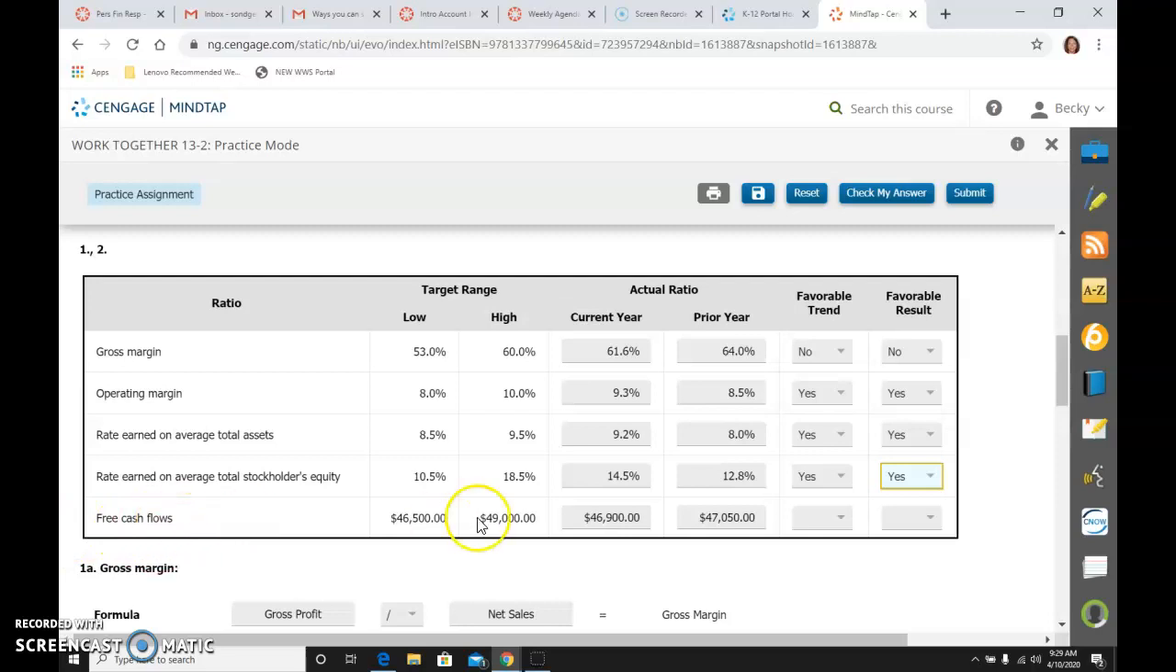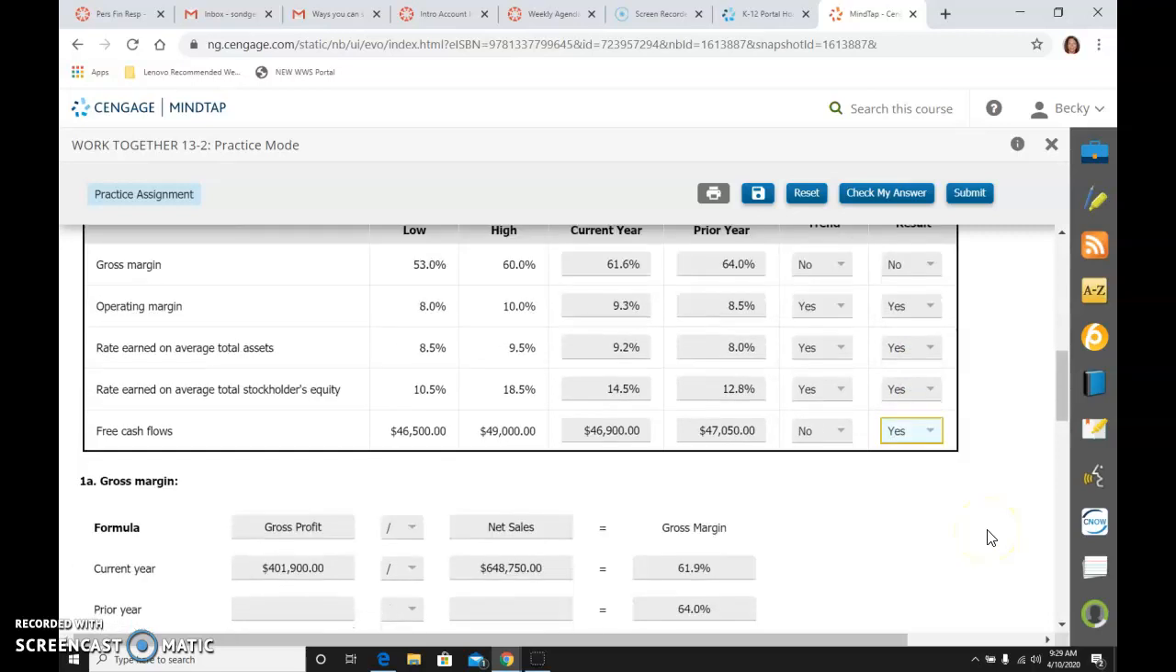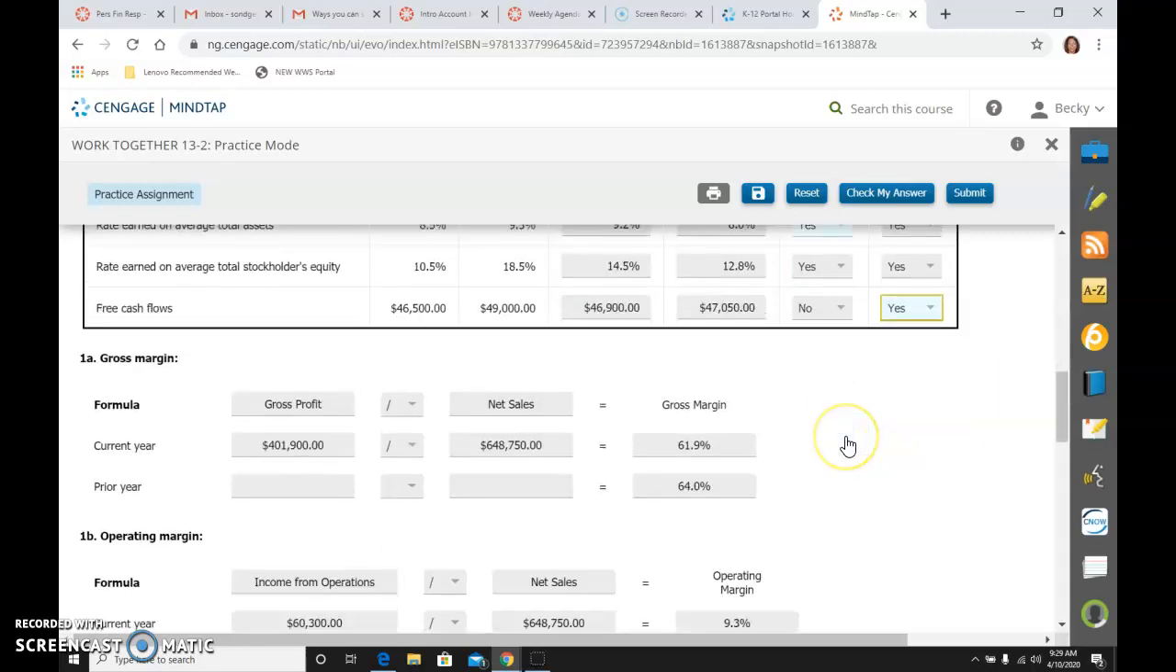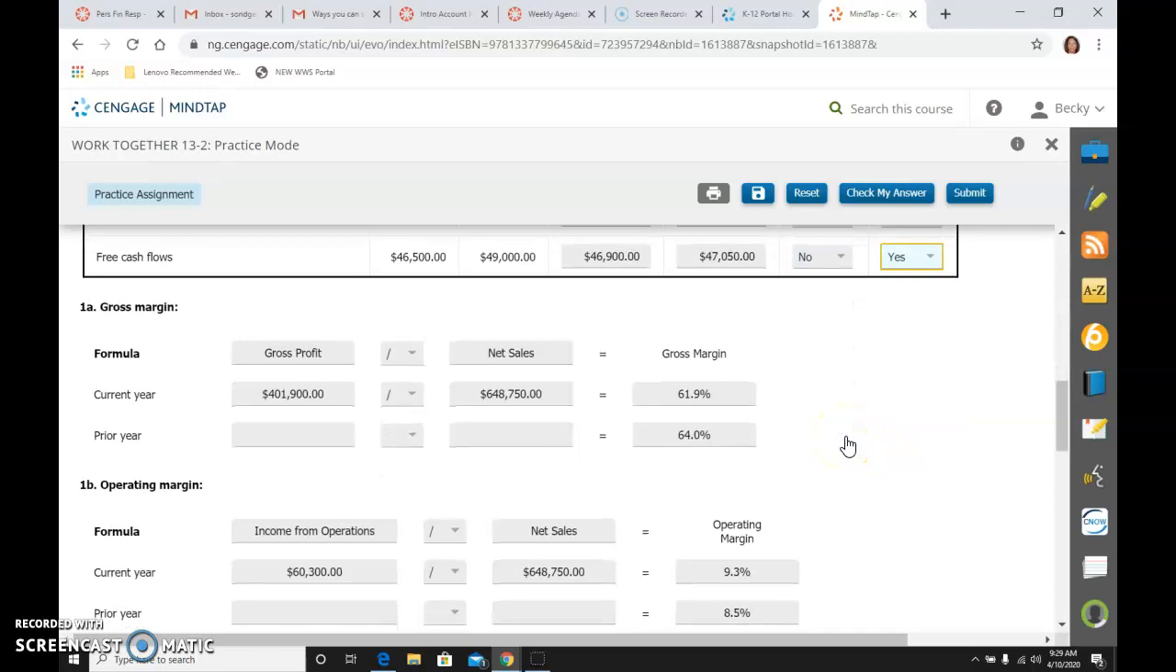Our free cash flows went down, so that's not good. And we'd look at more than just 2 years typically on a lot of these to really determine what the trend truly is. And then it's at 46.9, which is in there, so that is a good thing. That takes care of all the analysis you have to do, because we answered about operating margin.